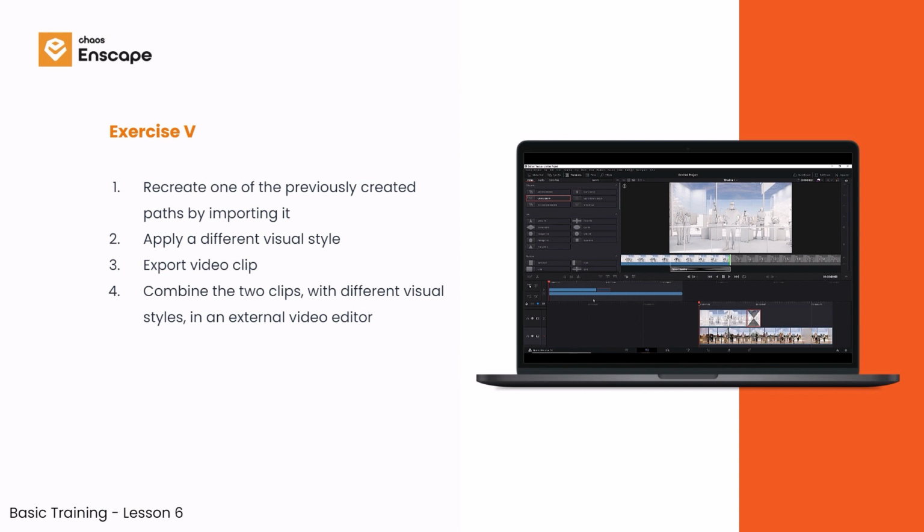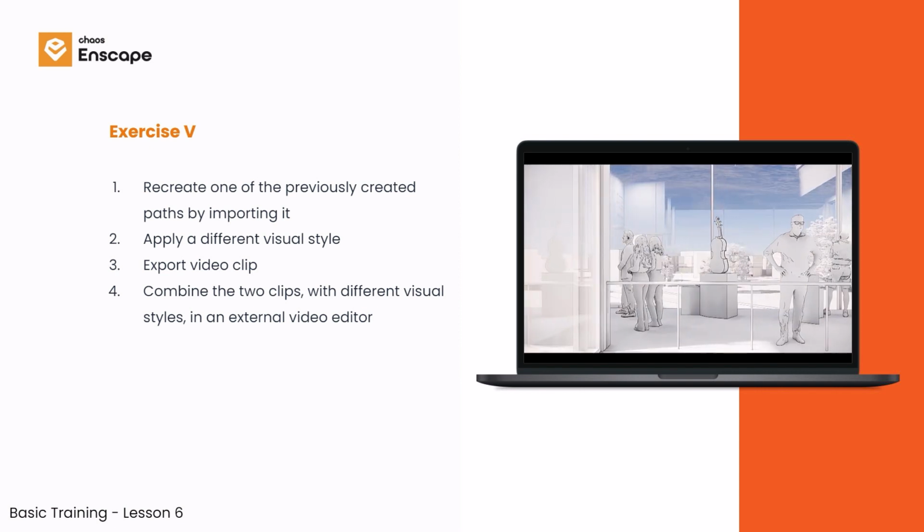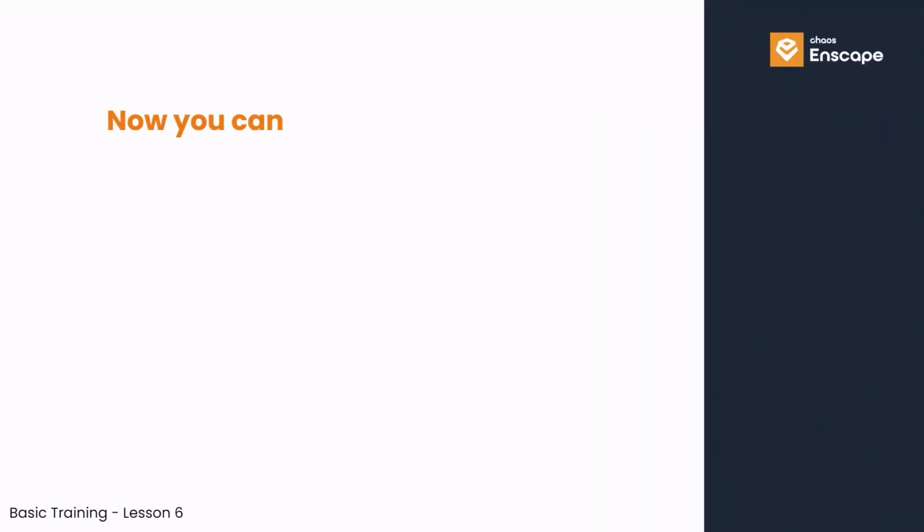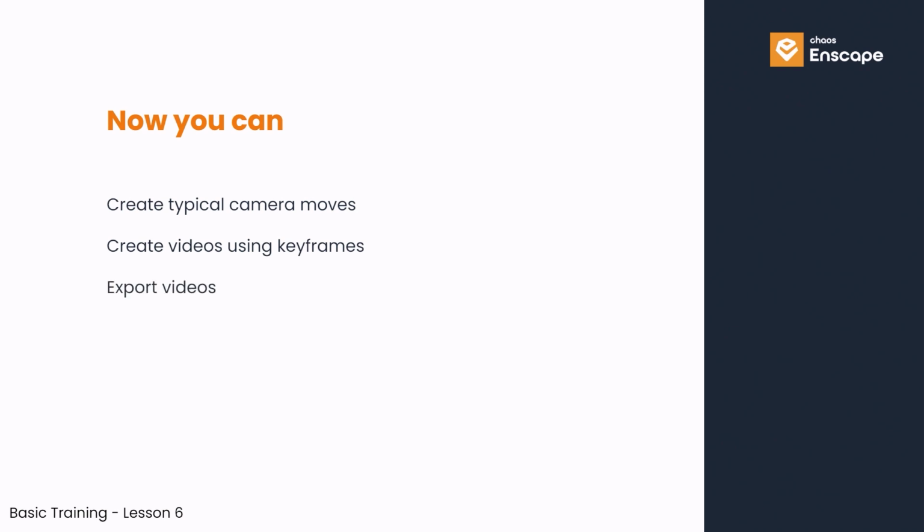We have to recap what we've learned in Lesson 6. Now you should have a firm grasp on how to create typical camera moves using keyframes in the Enscape video editor and how to save these videos, both as video file and as camera path file. You've also learned how to combine clips with different visual styles to one single video file.